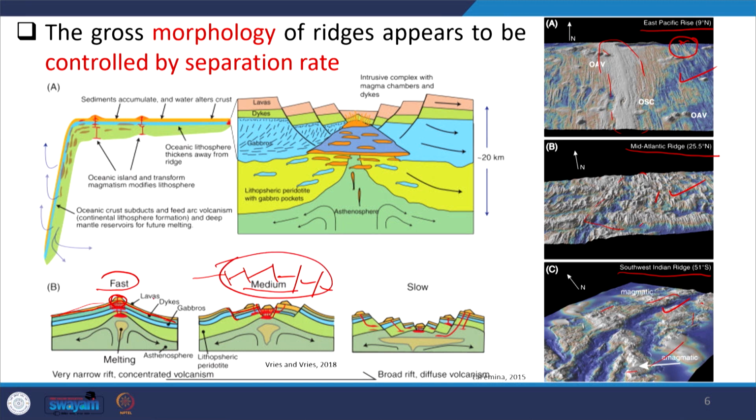So, this smoothness is decreasing, and once you come to the slow spreading ridge, again this topography becomes more rough and the throw of this fault becomes more, so that this topography is showing more rugged as compared to the fast spreading ridges. So, the rate of spreading defines what type of topography should appear along this mid-oceanic ridge system.